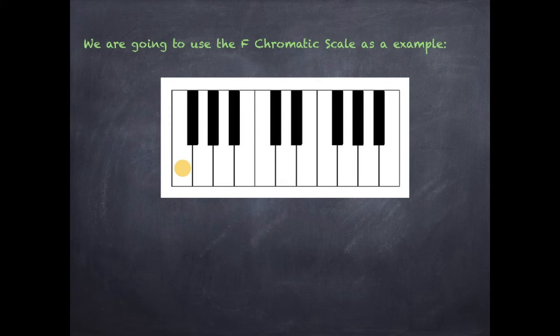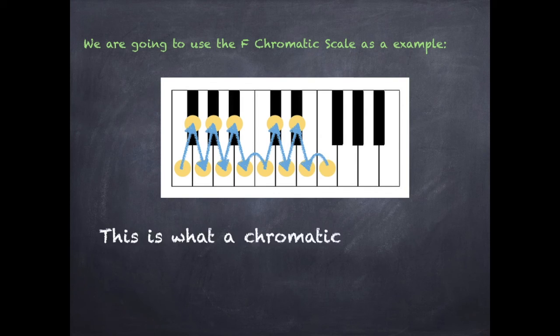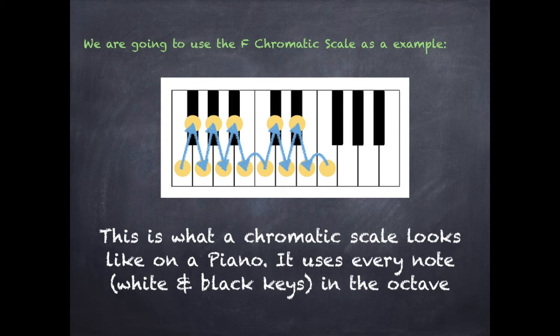As you can see here, there is a picture of a piano keyboard. The F chromatic scale would use every white and black note in sequence, starting at the low F and moving up through all the notes to the octave at the higher F. Make sure that when you are playing a chromatic scale that you use every single note, all the white and black keys on the piano, and you play them one after another in order.